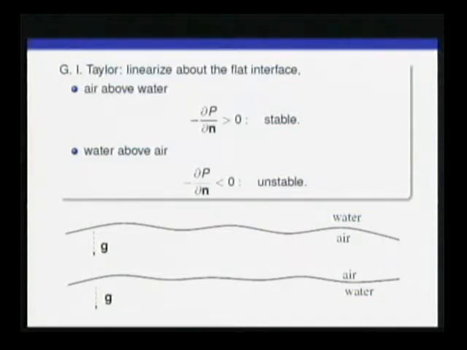This condition was proposed by G.I. Taylor when he studied the almost flat situation, right? If the water is above air, he calculates and finds that negative dP/dN is negative, and we know this situation is not stable. If air is above water, we know this is a stable situation. In the almost flat situation, you can calculate it to be positive. So he proposed that this should be the condition that keeps the stability of the free surface.